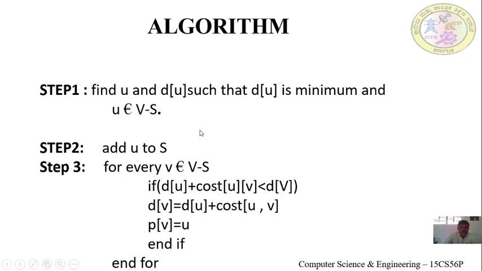So let us discuss the algorithm of Dijkstra's. The first step: find the next node u and the distance of that node such that the distance is minimum, and that u, the new node, is the selected node that belongs to the set of vertices minus S, where S is the set of visited vertices. In step 2, that selected vertex is added to the set of visited nodes, and find the distance for the remaining destination nodes, that is, V belongs to V minus S.